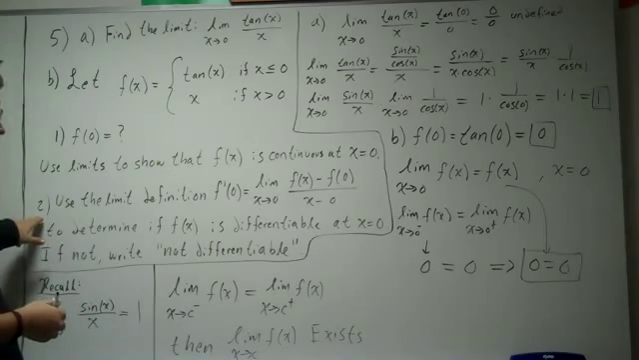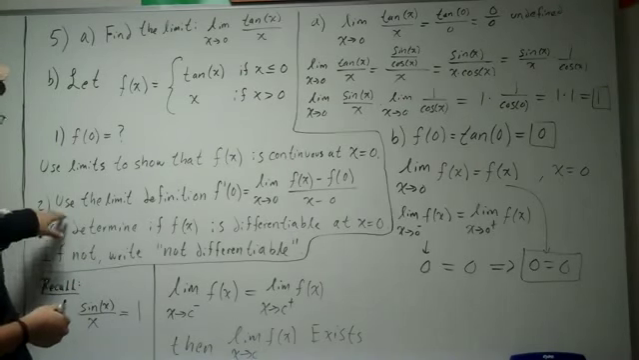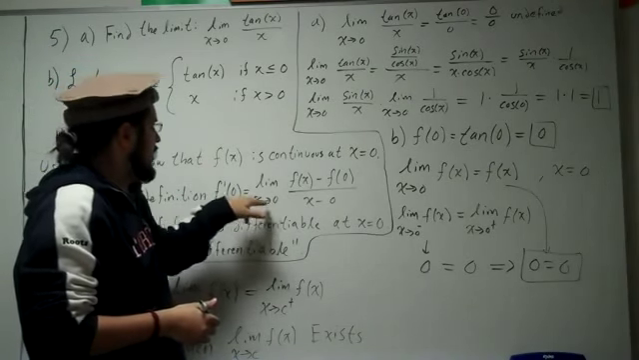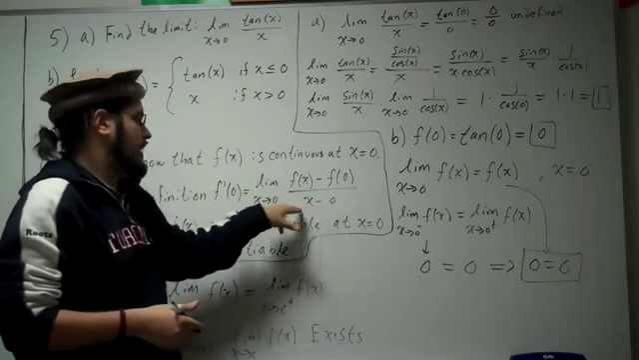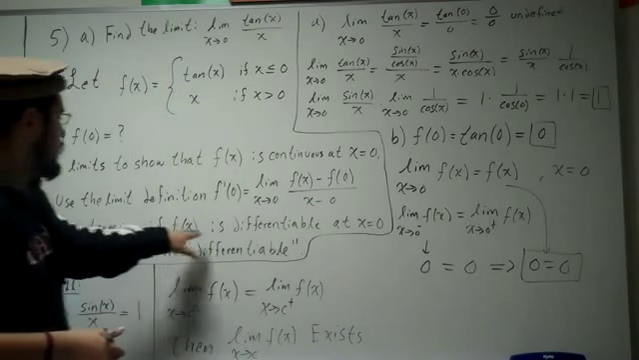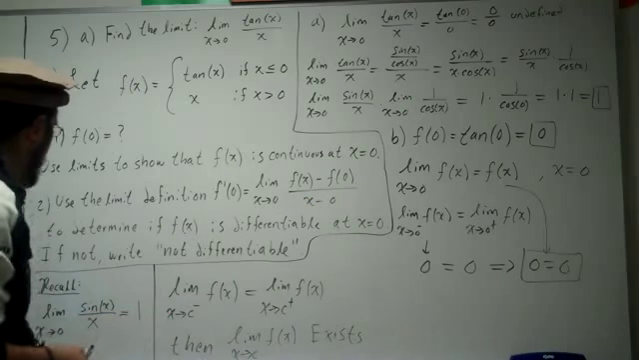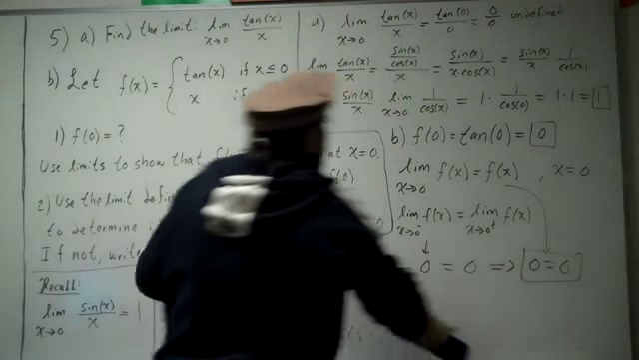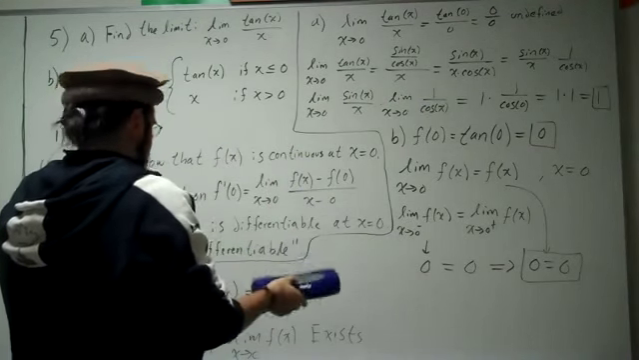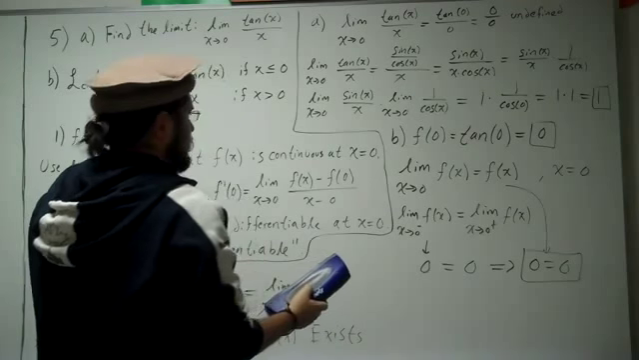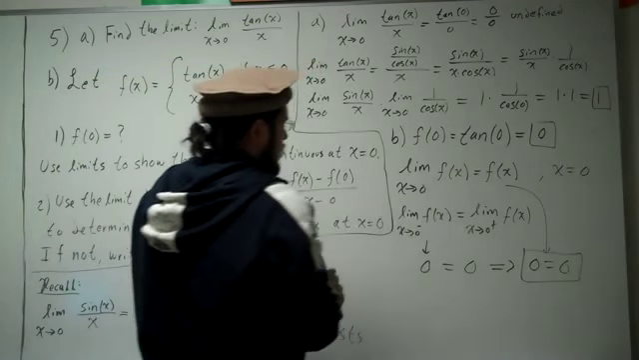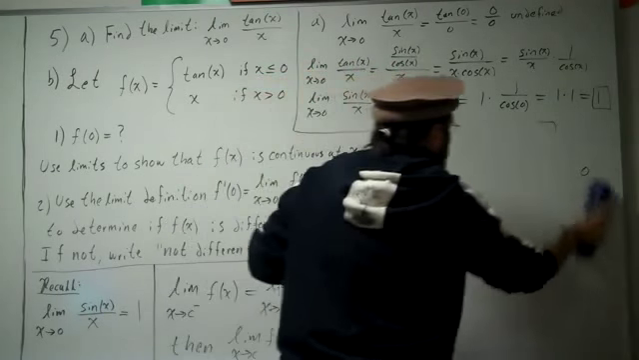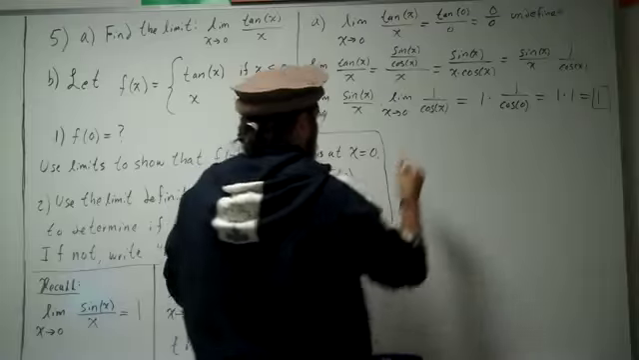Probably going to have to erase some stuff here. So let's read this out. Use the limit definition, f prime of 0 equals the limit as x approaches 0 of f of x minus f of 0 divided by x minus 0 to determine if f of x is differentiable at x equals 0. And if not, it's not differentiable. Let me erase part B, and we need to do part C now.